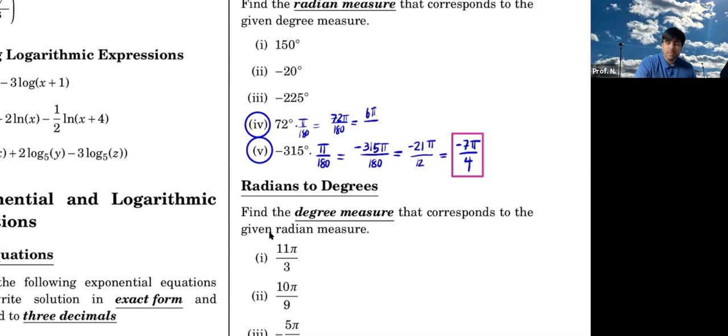What am I doing? 12 times 5 is 60. And then 180 divided by 12 is 15. So then the answer will be 6 pi over 15. That's equivalent to 72 degrees. Oh, you can simplify further. Yes, you can. What does that become?